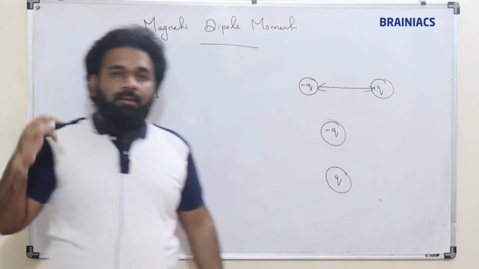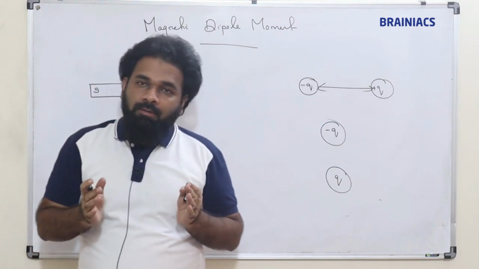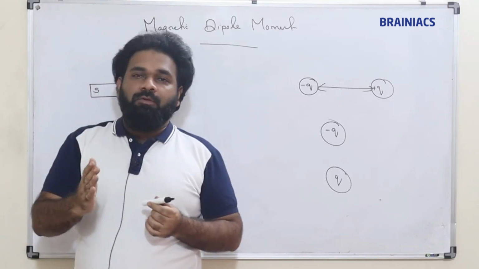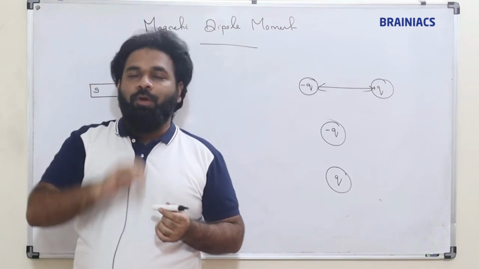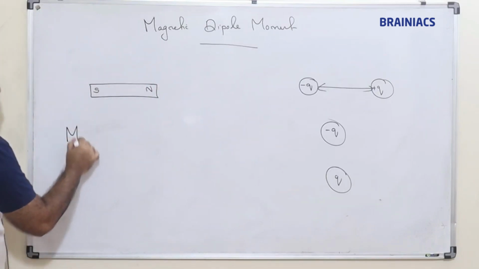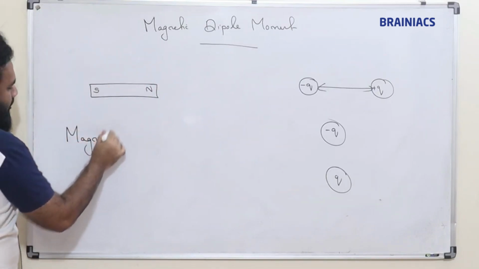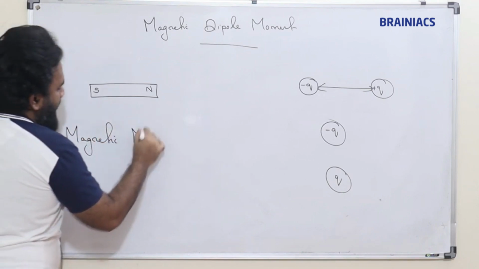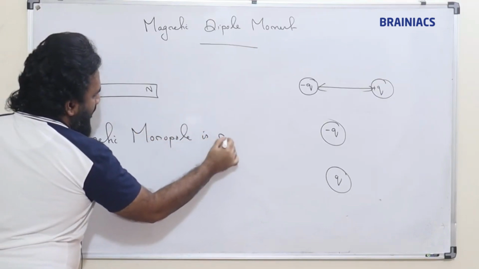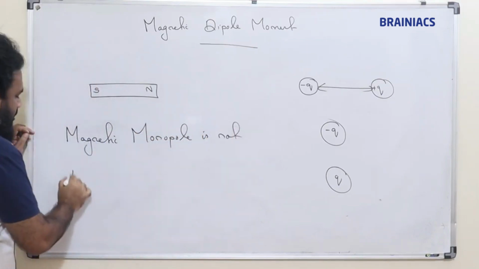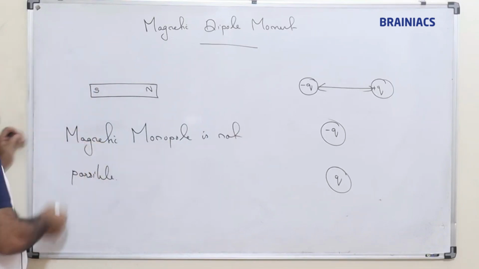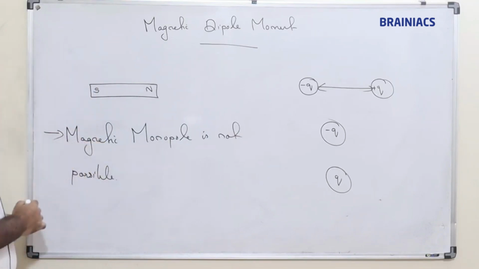But here we cannot separate south pole and north pole. Even if we cut the magnet also, that will become what? Another south pole and north pole. Okay, so here first point is magnetic monopole is not possible. Magnetic monopole is not possible. This is important point. Okay, remember this.